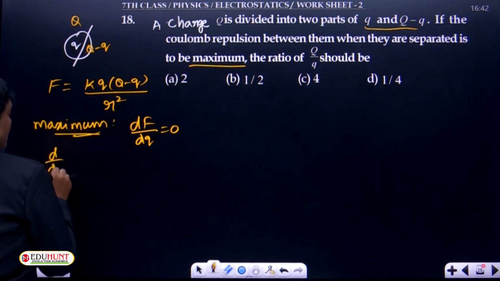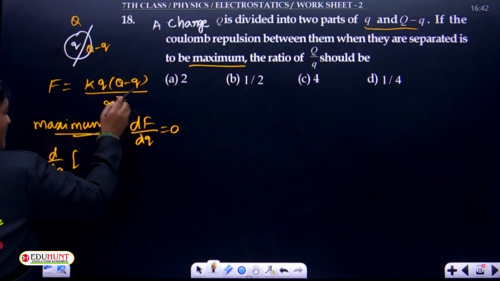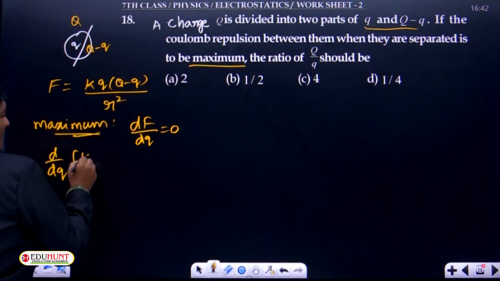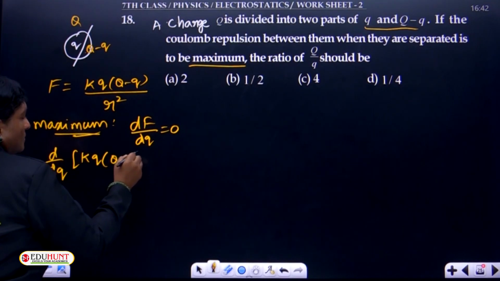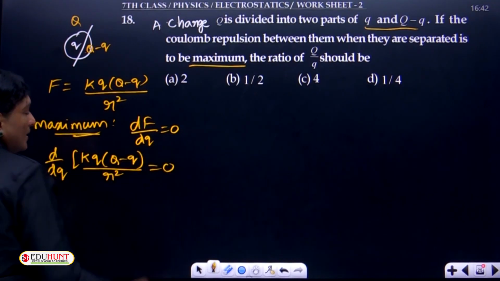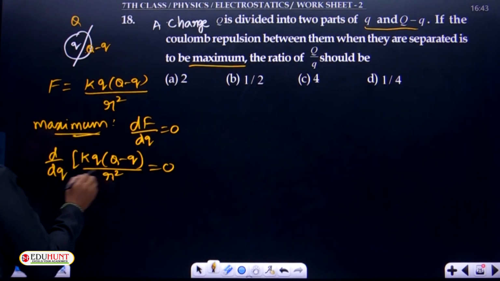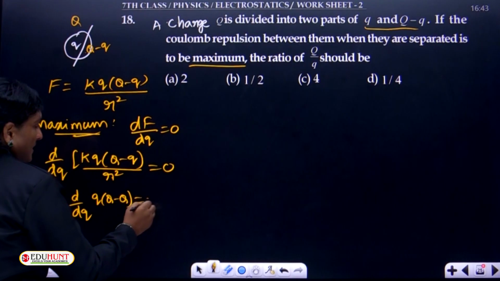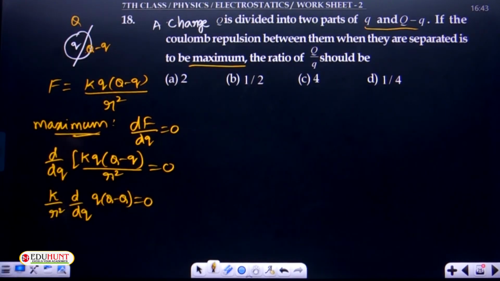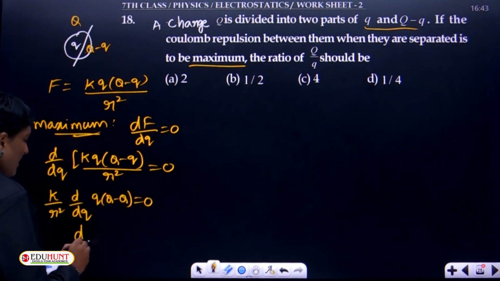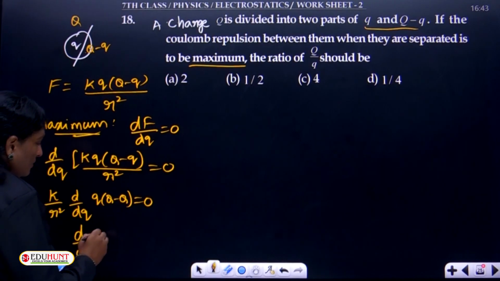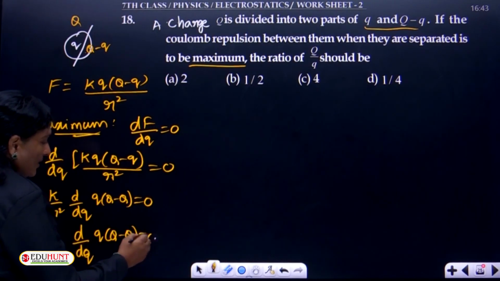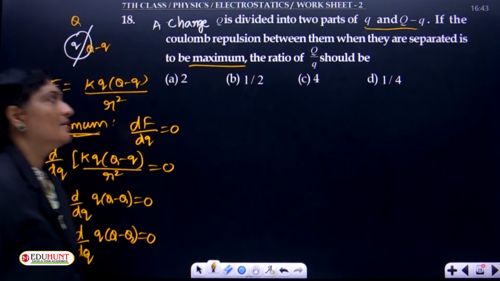That means the derivative of force. How much is the force? The F value is K times q times Q minus q by r square, and its derivative must be equated to 0. So clearly K and r square are constant. So K by r square into the derivative of q times Q minus q must be equal to 0. If you bring K by r square to the other side, it becomes reciprocal, so 0 into r square by K will be 0. Hence d by dq of q times Q minus q must be equated to 0 in order to find the ratio of q by Q.